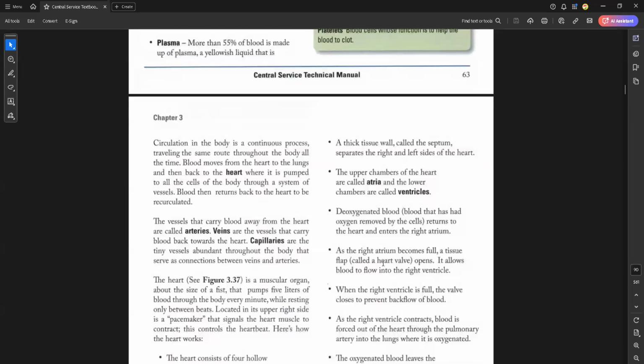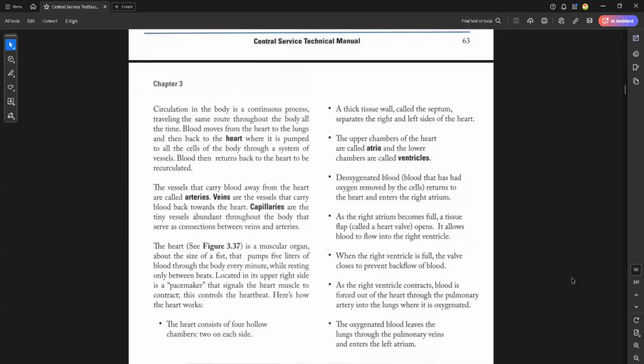Okay, so you see, as I said, blood vessels are everywhere. Now, the circulatory system also plays a role with the heart. We have the arteries, we have the veins. The vessels that carry blood away from the heart are called the arteries. The veins carry blood to the heart.